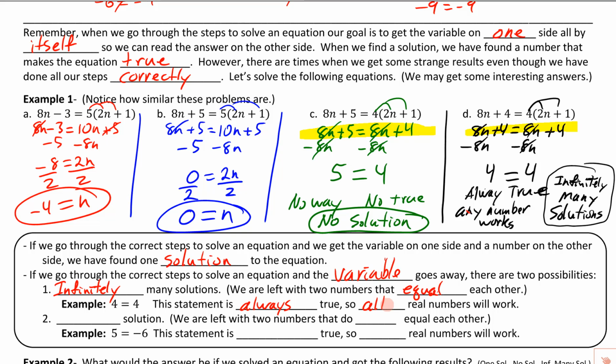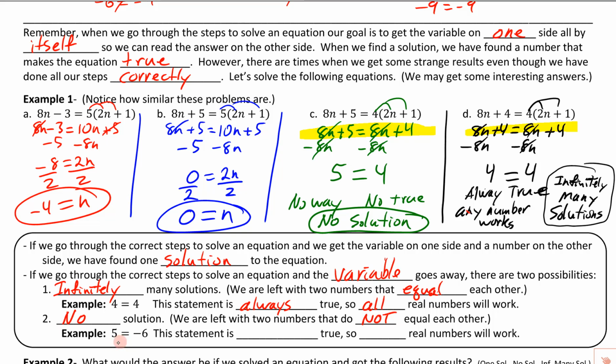Okay? Now, if we're solving an equation, we do all the correct steps and the variable goes away, and we're left with two numbers that do not equal each other, that's the case where we end up with no solution. So I'm going to put no solution. We're left with two numbers that do not, and I'm going to put a big fat not right there, do not equal each other. So if they do not equal each other, then there's no solution.